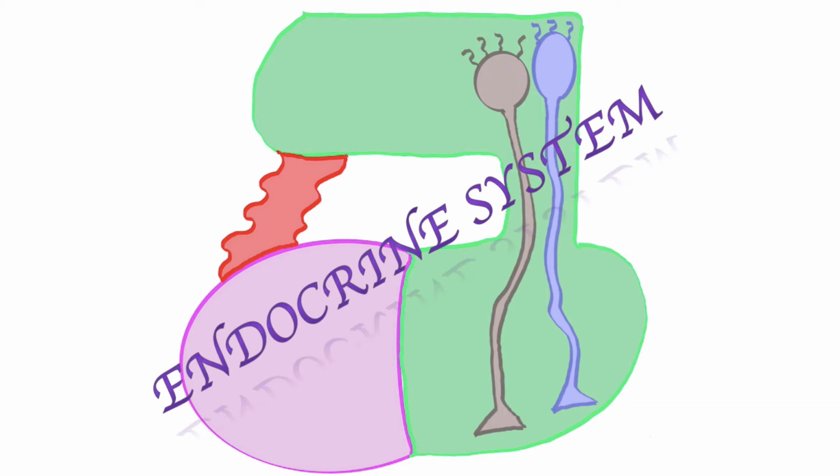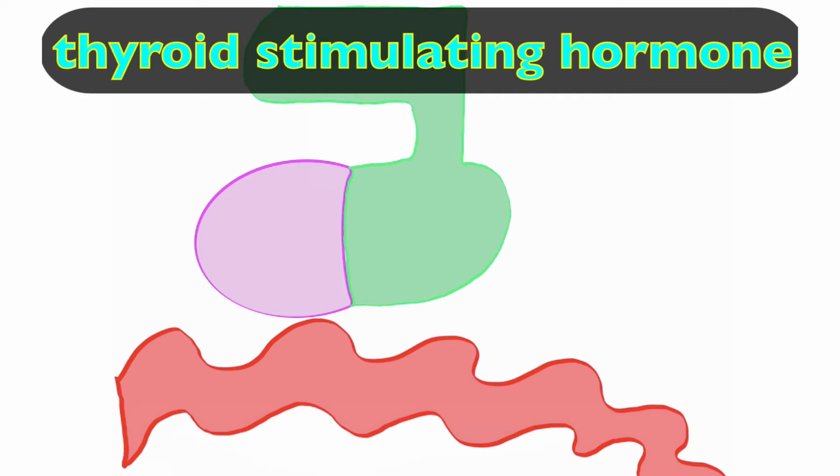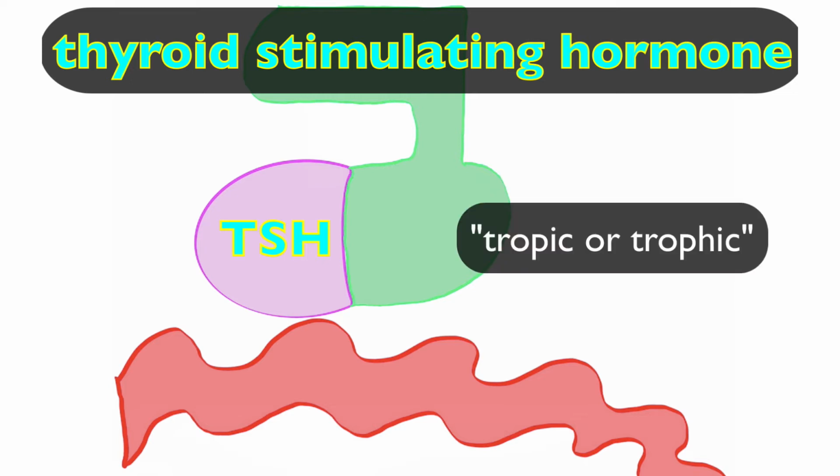The hallmark of the endocrine system is the secretion of signaling molecules known as hormones directly into the bloodstream. One of the 6 hormones released from the anterior pituitary gland is thyroid stimulating hormone. TSH is a tropic hormone or trophic, depending on the book you read. And a tropic hormone is a hormone that stimulates the release of another hormone.